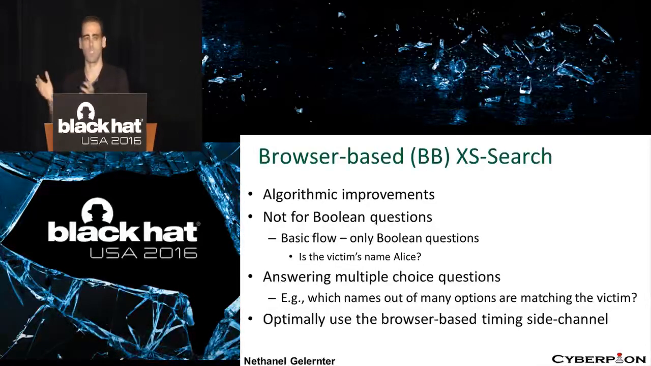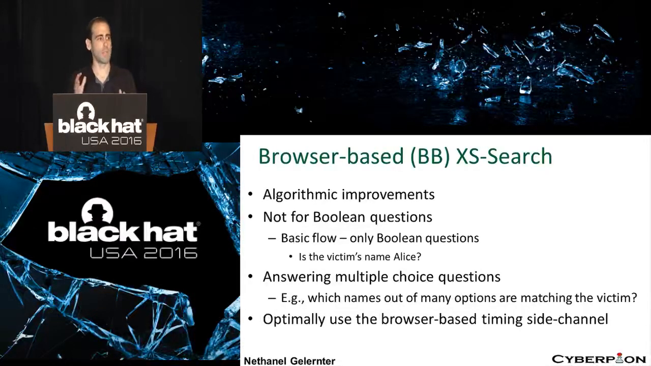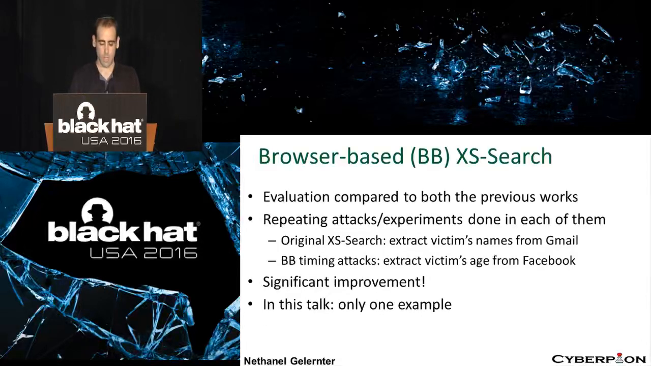So instead of answering questions like, is the name of the victim Alice, the attacker has a large dictionary of names, and would like to learn which of the names in the dictionary, a few or none, match the victim. Generally, all the algorithmic improvements I applied are adjustments or extensions of algorithms that were used in the original work to optimally use the browser-based timing side channel. I will present one very simple optimization, but first I will explain how I evaluate browser-based cross-site search attacks.